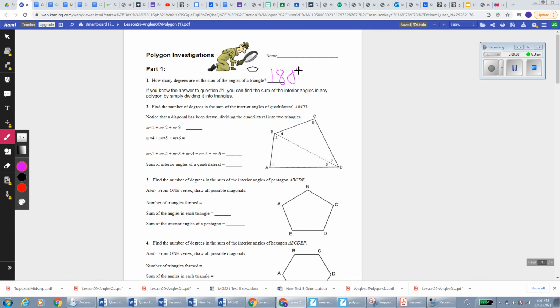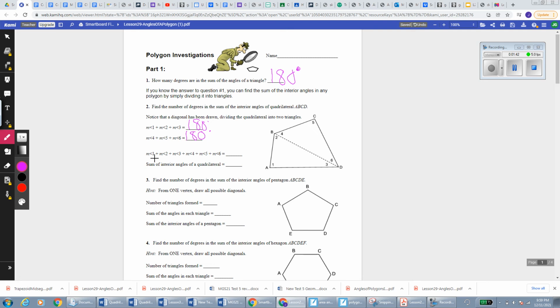Find the number of degrees in the sum of the interior angles of quadrilateral ABCD. Notice that a diagonal has been drawn, dividing the quadrilateral into two triangles. Measure of angle 1 plus measure of angle 2 plus measure of angle 3 should equal 180 degrees. Those are the three angles of triangle BAD. Measure of angle 4 plus measure of angle 5 plus measure of angle 6 equals 180 degrees. 4, 5, and 6 are the angles in triangle BCD.